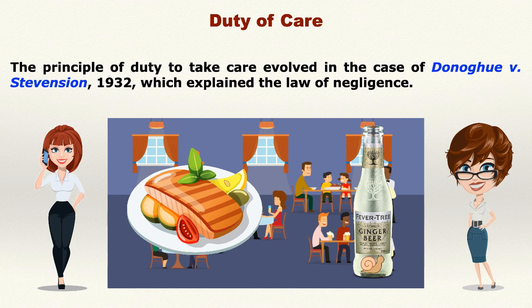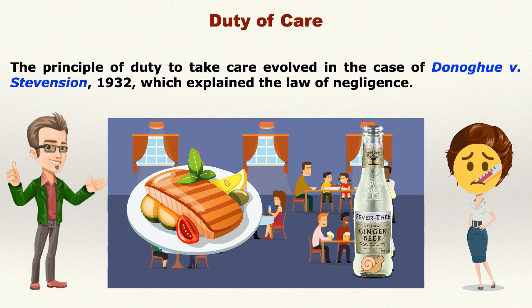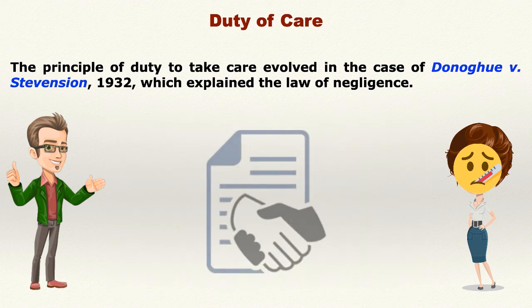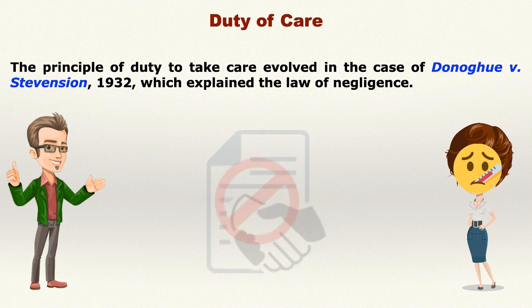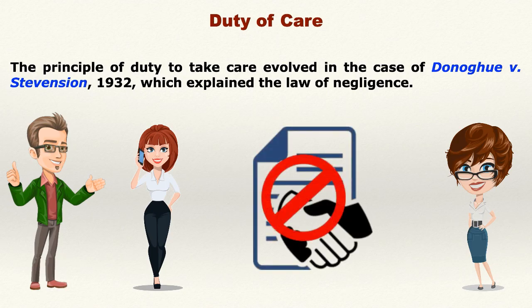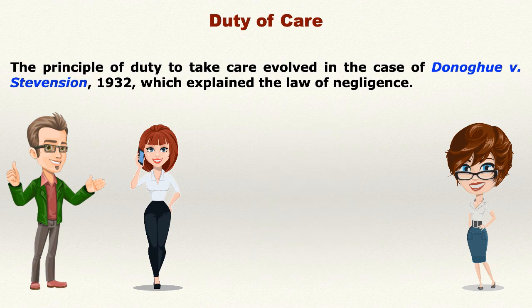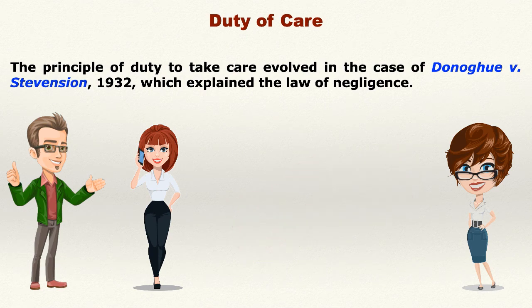Later, because of which she fell ill. And this beer was supplied by a manufacturer, namely Stevenson, in Scotland. So Donoghue sued Stevenson. However, the fact was there was no contractual relationship with Stevenson, and secondly, her friend paid the money on her behalf. So there was no contract and no doctrine of privity as well. So in this case, Donoghue had no right to claim, as argued by Stevenson.